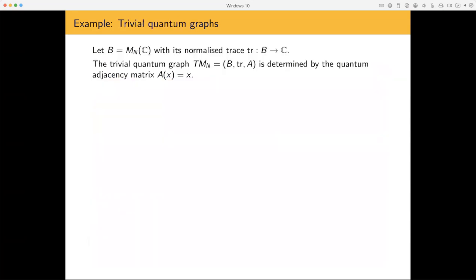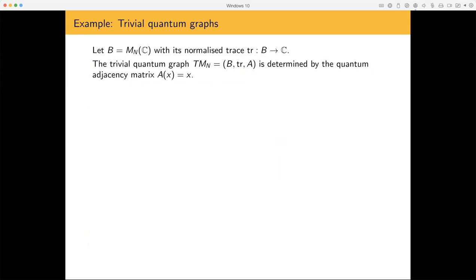So let's not worry about this. Let me rather tell you about two examples where something interesting happens. The first one being the trivial quantum graph on a full matrix algebra. Let me just remind you that this consists of the matrix algebra, its canonical trace, and the identity matrix.